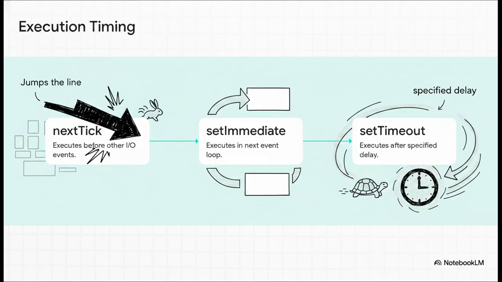If you're going for a Node.js role, this next one is legendary. Knowing the exact event loop timing differences here shows a really deep understanding of asynchronous execution. You've got to explain that setTimeout is based on a specified delay. setImmediate runs in the next iteration of the event loop. But process.nextTick, that one basically jumps the line. It executes immediately after the current operation, but before the event loop continues processing other I/O events.